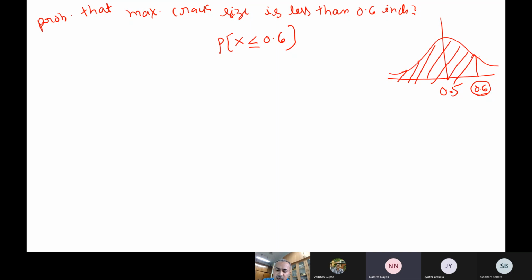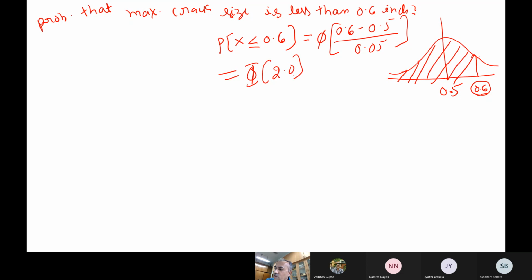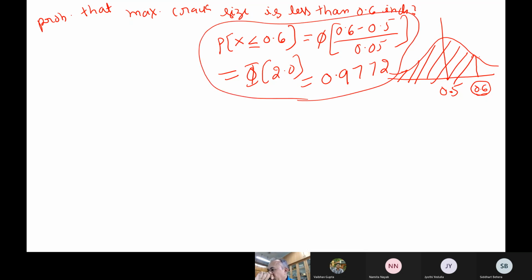If it is a normal distribution, what do you do? You compute (X minus mu) by sigma, that is 0.6 minus 0.5 divided by 0.05, which turns out to be 2.0. So phi of 2.0, from the standard normal table, you will get 0.9772. This is our actual probability, which you are computing directly from the data. You are not distinguishing between a maximum value or a minimum value, just simply using the data you have taken. So this is the actual probability that the crack size is less than 0.6.